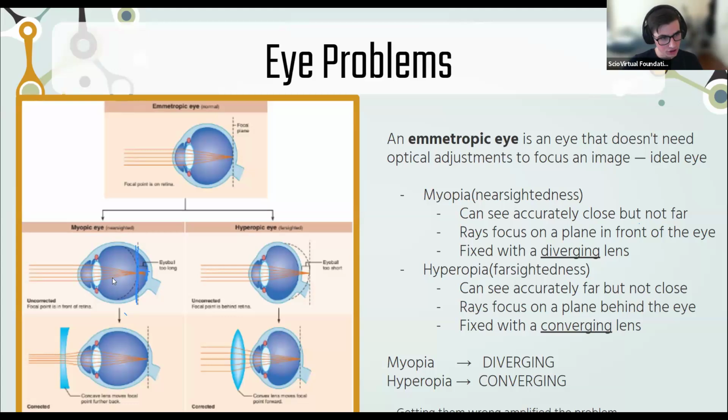So the solution to having rays focusing in front of your eye is to put a diverging lens. If you put a diverging lens, these rays, which used to focus here, are now more diverging when they hit the eye. And so when the eye applies the same refractive power, they're going to bend further back. Does that concept make sense?